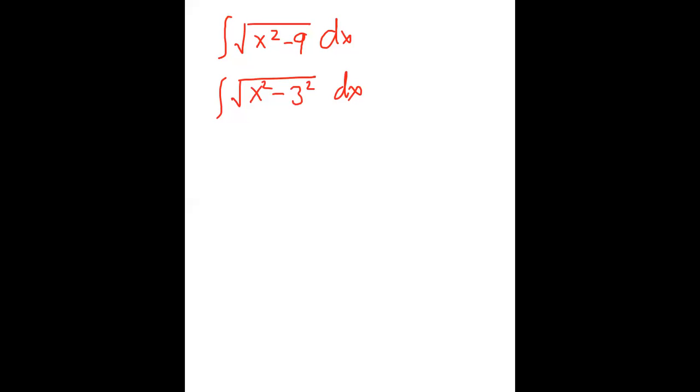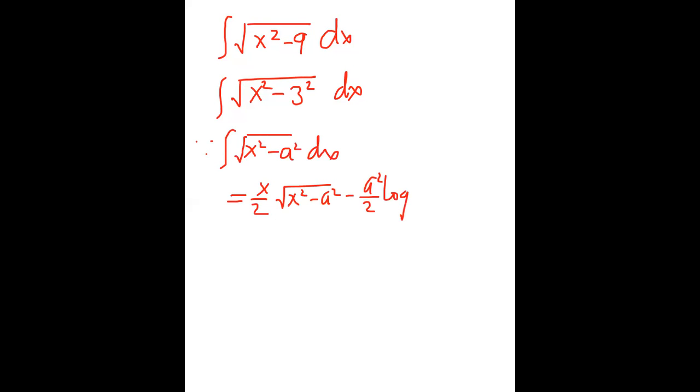And this identity is: integral under root x square minus a square dx will be equal to x by 2 under root x square minus a square minus a square by 2 log mod x plus under root x square minus a square plus c.